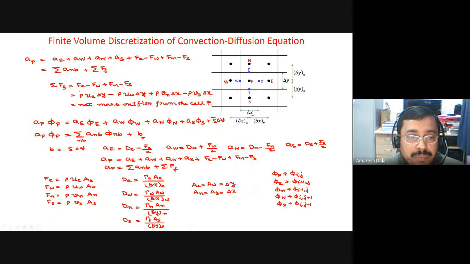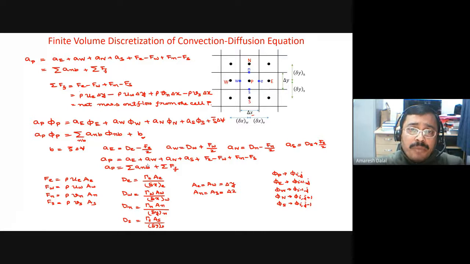So AP phi p is equal to the summation of ANB phi NB plus B, where the coefficient AP is the summation of all the neighbors plus the summation of FF, and AE, AW, AN, AS are represented by this. So now we have learned how to discretize the convective diffusive equation.